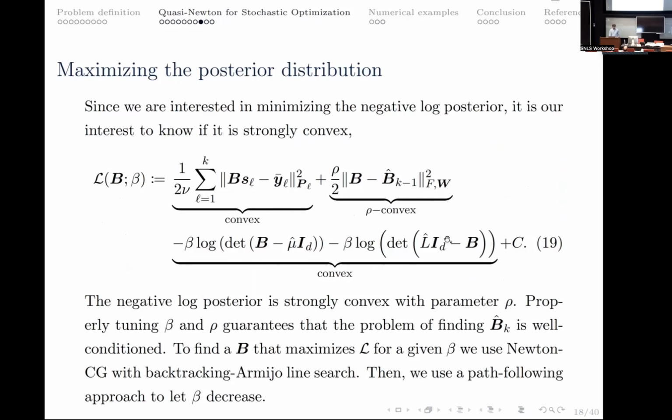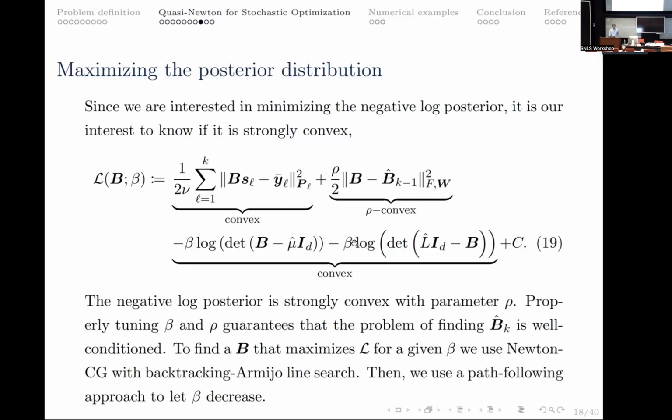Specifically, what we do is we use the Newton CG method, which is Newton with conjugate gradient, so that the conjugate gradient is used to find the Newton direction. So we don't have to assemble, say, the second derivative fourth order tensor of this negative log posterior. And then once we have the Newton direction, we use backtracking Armijo to do the line search and find the update.